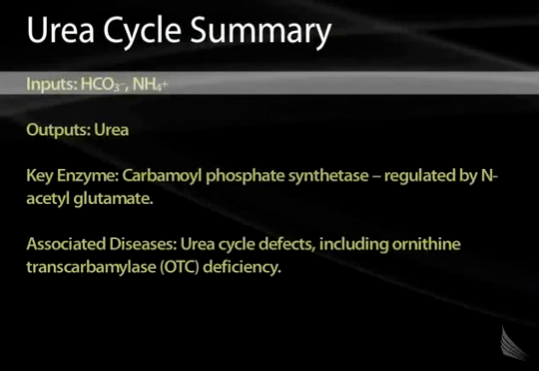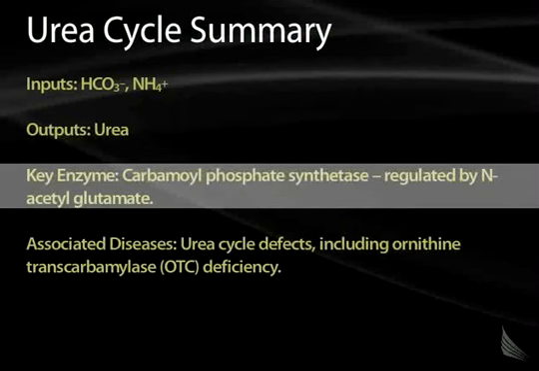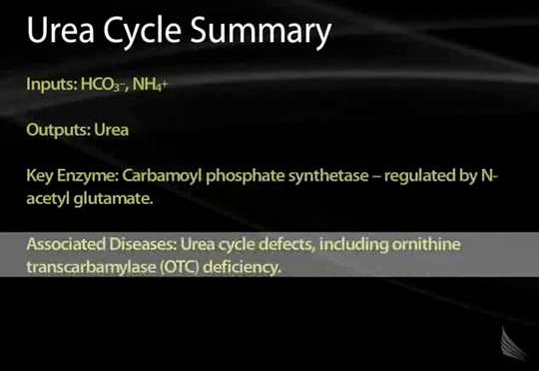Summary of the urea cycle: the inputs are bicarbonate and ammonia. The output is urea. The key enzyme is carbamoyl phosphate synthetase 1, which is regulated by N-acetylglutamate, which is increased in high protein loads. Associated diseases include urea cycle defects, the most common of which is ornithine transcarbamylase deficiency.